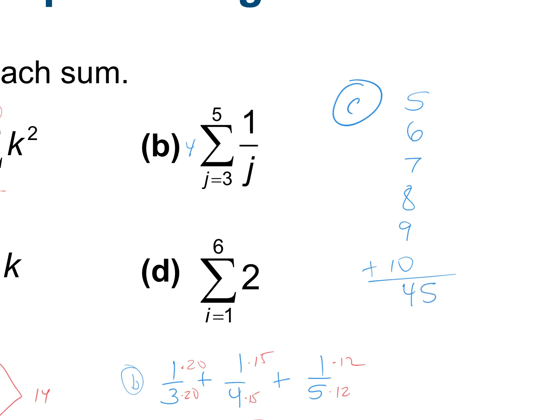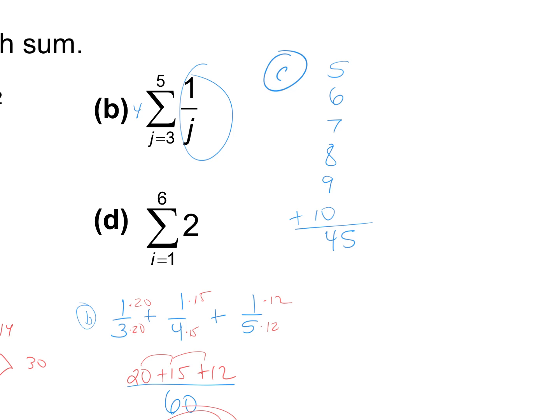Now, no matter what this expression is, guys, that's the expression used. It doesn't matter if they have a K, an I, a J, an N. It does not matter. Whatever that expression is, you start with the bottom number plugging in, you end with the top number plugging in, and you add them all together. So now we look at D, and you're like, well, wait a second.